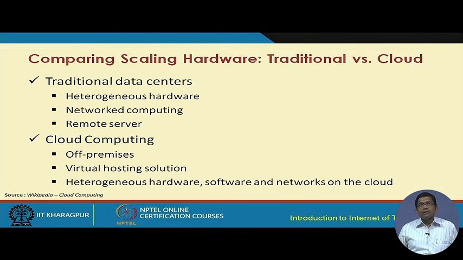In cloud computing, we are talking about off premise resources with virtually hosted solutions, with heterogeneous hardware, software and networks, everything available on the cloud. Whenever users have requirements, they can easily scale up or down the resources. The resources are made available to the users as per the requirement through a virtualized platform. So, there is some difference, as you can understand, between the traditional data centers, traditional IT infrastructure in companies, and the cloud computing environment.